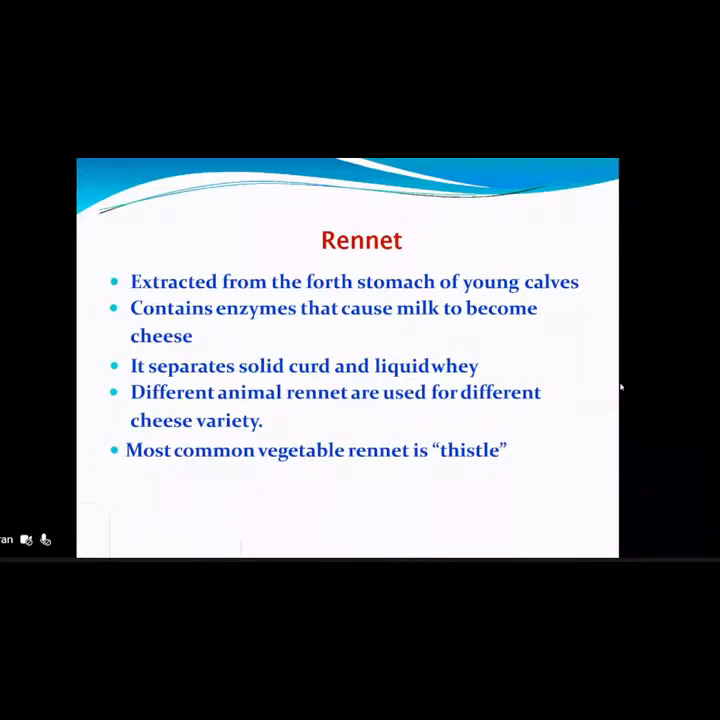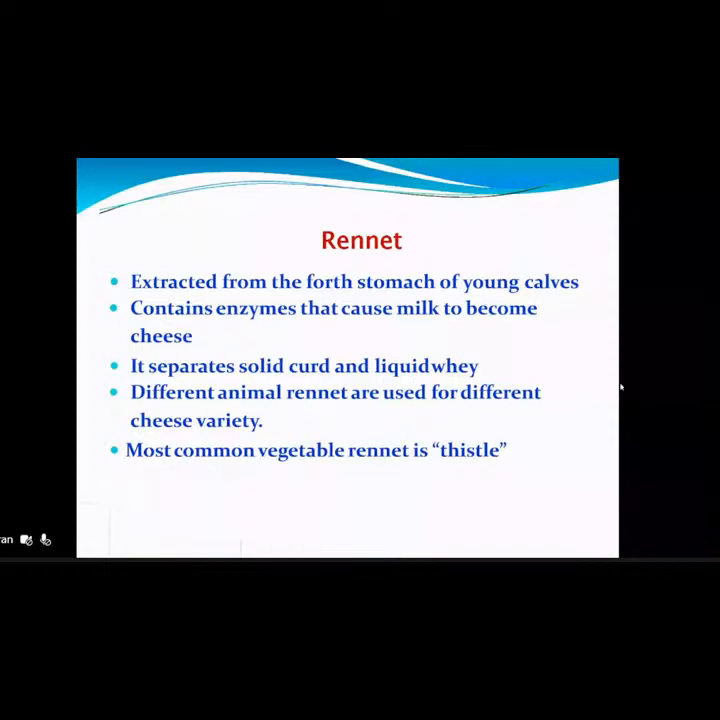Coming to rennet, this enzyme source is actually obtained from young calves. Now obtaining renin or rennet from calves is banned, because there is an animal cruelty committee. That committee has banned the extraction of enzymes from animals, right? So instead, we get the enzyme rennet or renin from microbes. And these enzymes cause milk to become cheese.